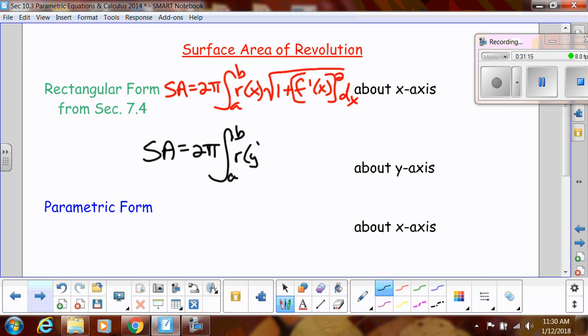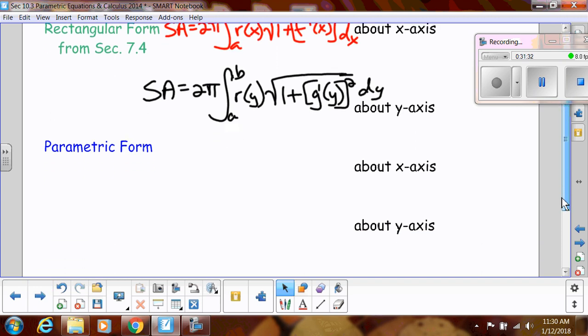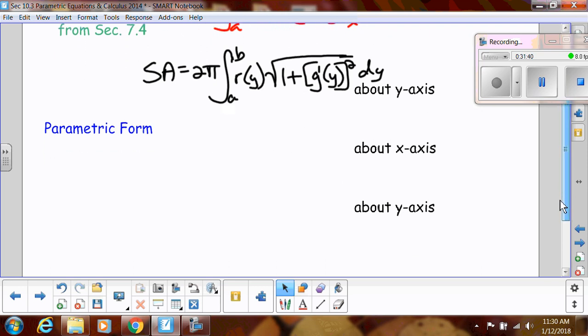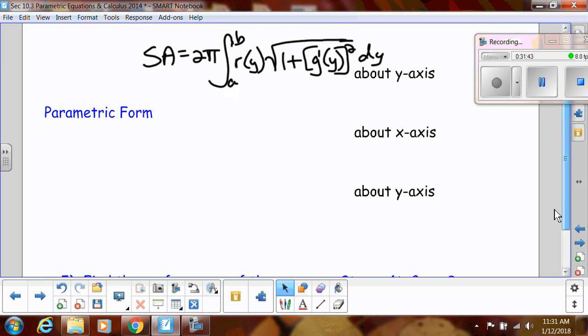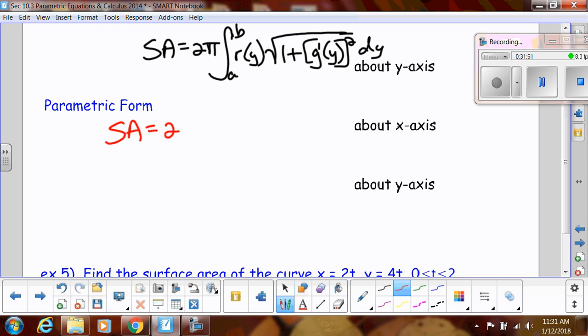So r of y. And then here we just make sure that we had a function in terms of y, the derivative of that, and then dy. Okay, so for parametric form, think about that. This square root part is arc length, and then the r of y and r of x is the radius. So if I'm doing that in parametric form, not much is going to change. It's still going to have the 2 pi. I'm still going to have from a to b.